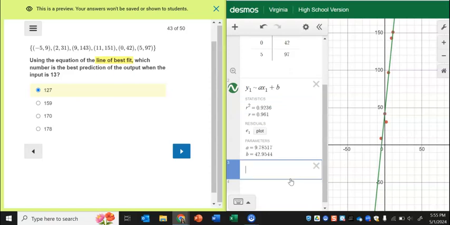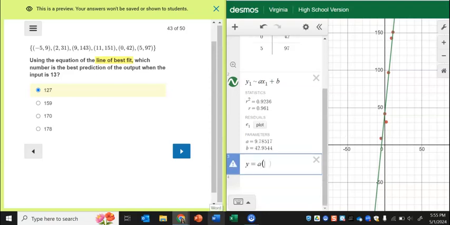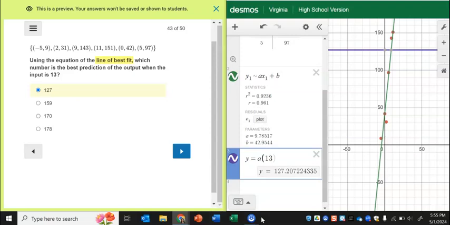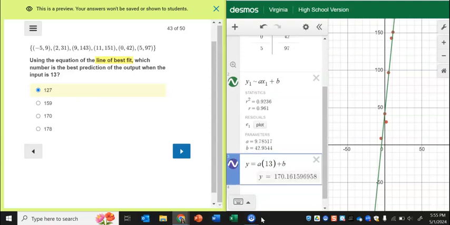So basically what you're trying to do is find y, which is your output. What is the best prediction for y when your input is 13? So I'm going to put a, it copies it down for you, and then x is 13 plus b. It's at 170. That's about it. All right, next one.